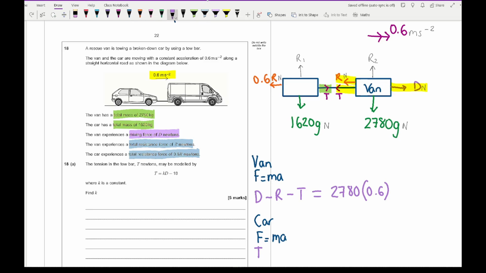And we're subtracting the force in the opposite direction, which is 0.6R. That's the only force acting in the opposite direction to movement. And that for the car is equal to its mass, 1,620, times by acceleration of 0.6. So we've got individually the forces acting on the van and individually the forces acting on the car.